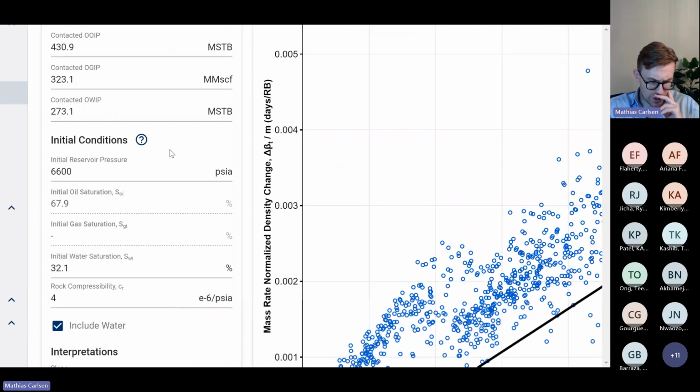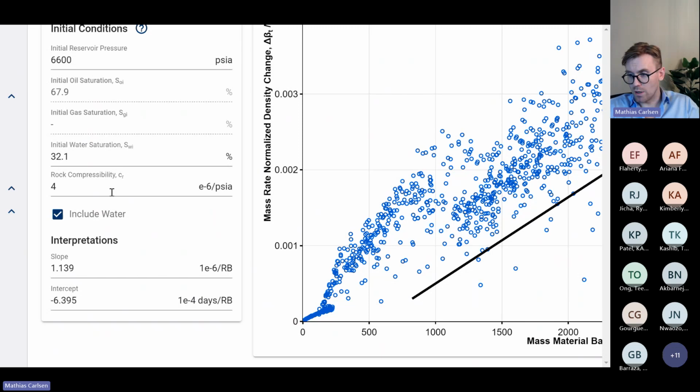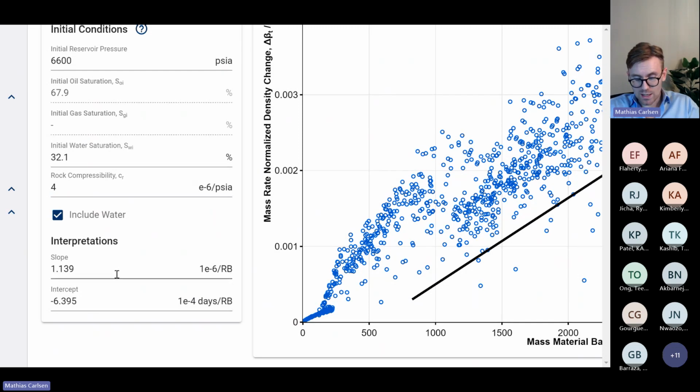These are just initial conditions for reference, just emphasizing what the input is, and they're primarily set in the PVT, but you can also change them here. The saturations, they're automatically calculated by the PVT properties and your water saturation. So if you want to change any of the saturations for gas and oil, you need to do that in the PVT. This is the raw compressibility right there. These interpretations right here, that's just the intercept, and this is the slope part right here.